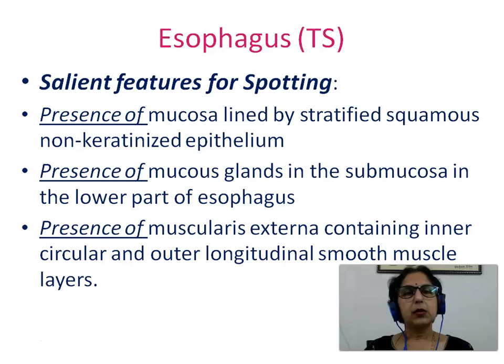What are the salient features for spotting for a slide of transverse section of esophagus? Presence of mucosa lined by stratified squamous non-keratinized epithelium. Presence of mucus glands in the submucosa in the lower part of the esophagus. And presence of muscularis externa containing inner circular and outer longitudinal smooth muscle layers. Thus, we have studied one important slide today, which is histology of transverse section of esophagus.